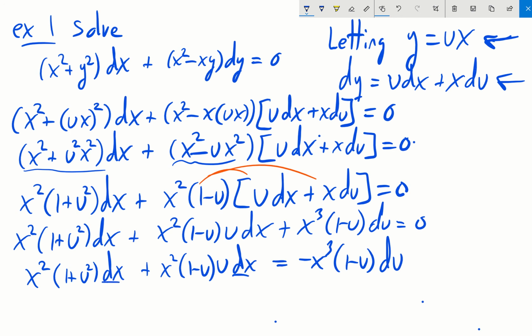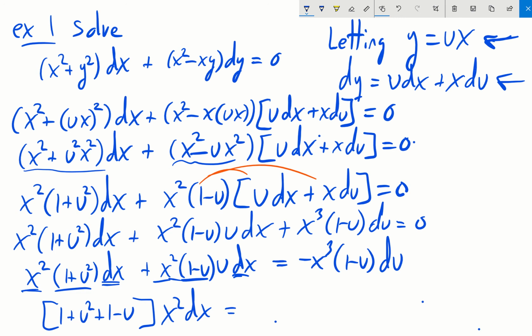We have a common dx term. We also have an x squared that's common, so we can factor that out. So I have x squared dx. I'm essentially factoring out my x squared dx that I have here. And when we factor that out, what that's going to leave us with is a 1 plus u squared plus, from this term, a 1 minus u. This is equal to negative x cubed 1 minus u du.